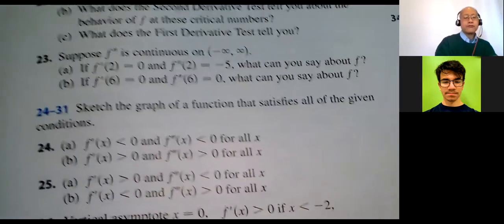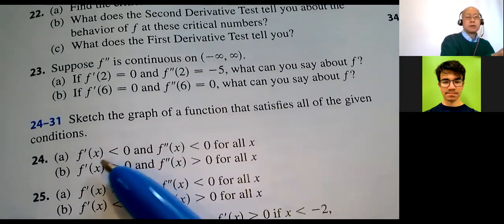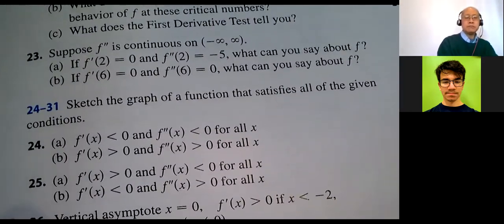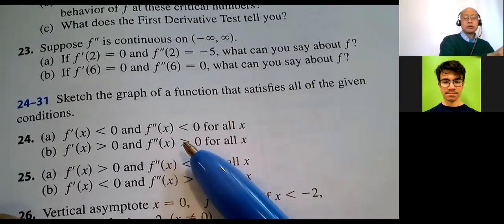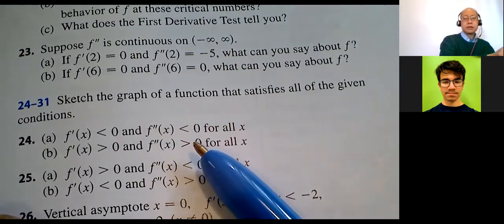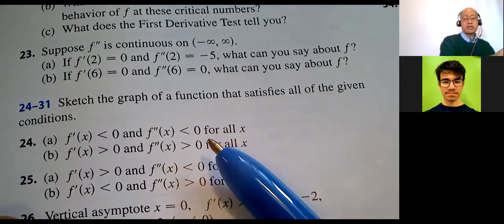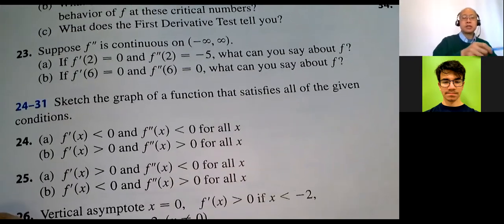Okay, and I'm going to do 24 also. Remember, F prime controls increasing and decreasing. Put it on your cheat sheet if you wish. Double prime controls concavity. Again, you should be fortunate that I'm giving you this cheat sheet, because if we were meeting face to face, I wouldn't give it to you. So you have to watch out in case your Calc 2 teacher doesn't let you have a cheat sheet.